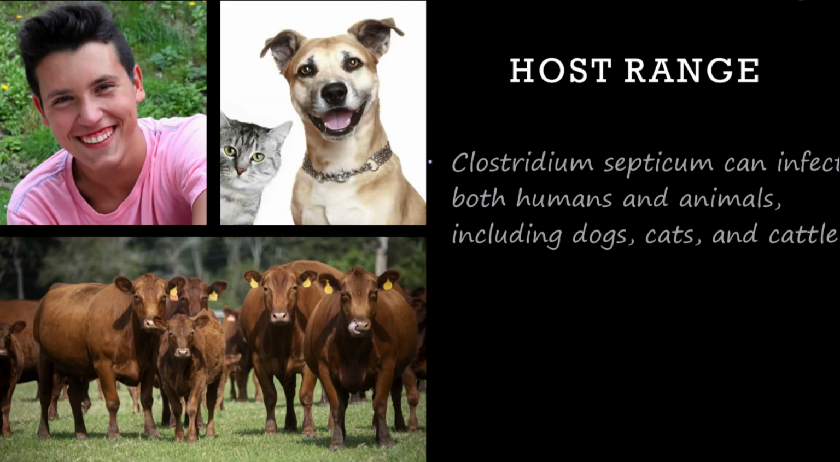Clostridium septicum has the ability to infect both humans and animals. It is known to cause infections in various animal species, including dogs, cats, and cattle. In these animals, it can lead to a range of illnesses and conditions, depending on the site of infection and the overall health of the affected individual. It is important to be aware of the potential for Clostridium septicum infections in both human and veterinary medicine.